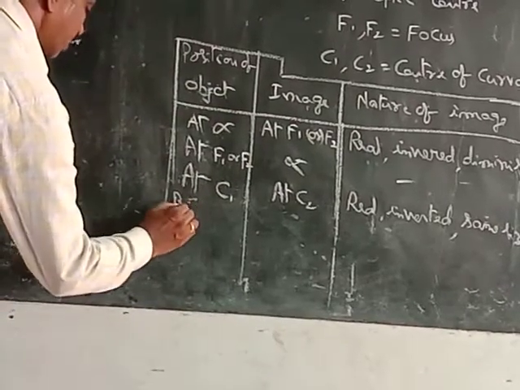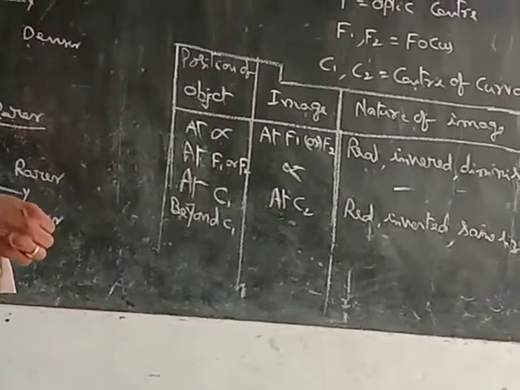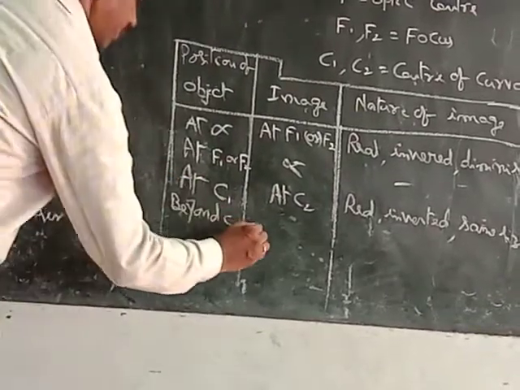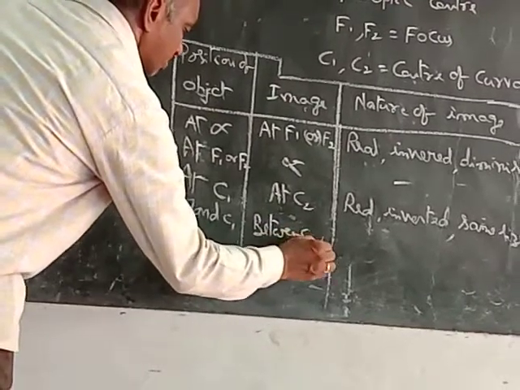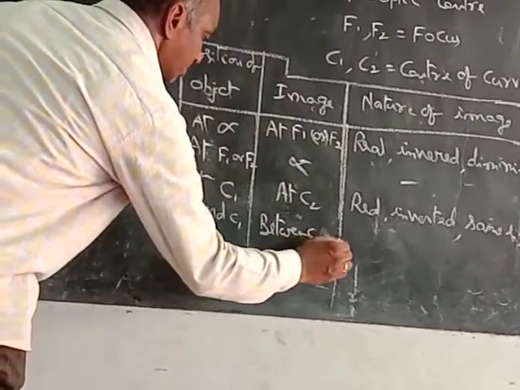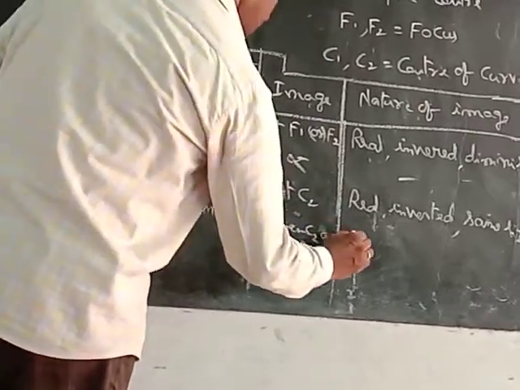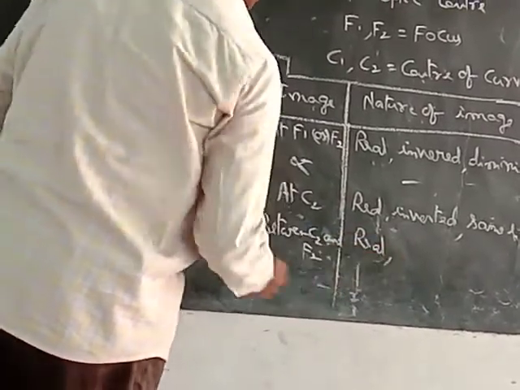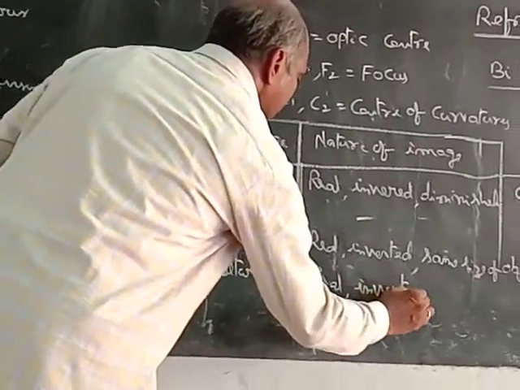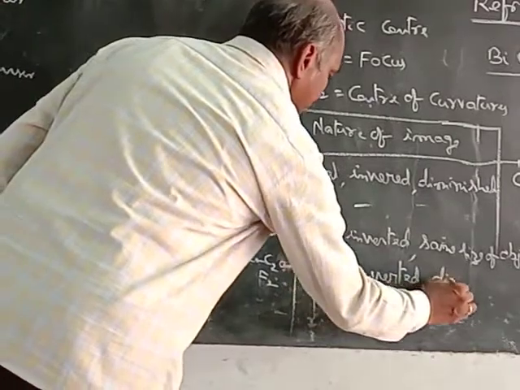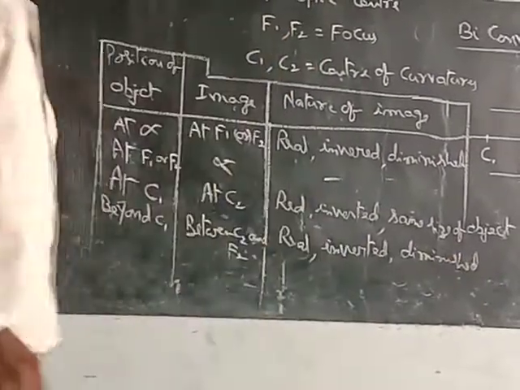Next one is beyond C1. Beyond C1 means image is formed between C2 and F2. What about the image? Real, inverted, diminished. Diminished means small image.